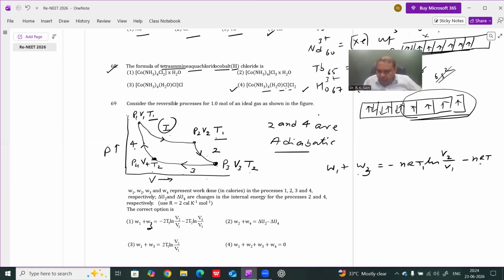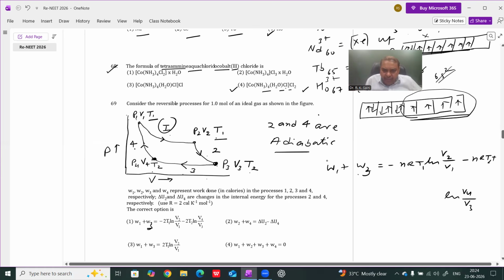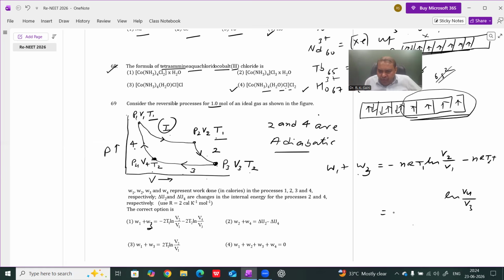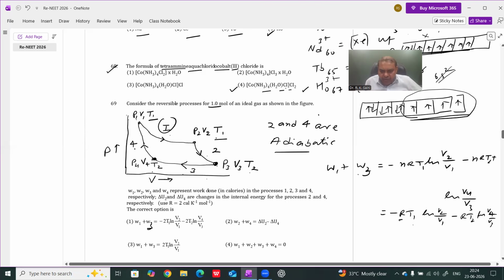And W3 is also nRT2 plus ln V4 upon V3. n equals 1 mole, temperature T1. Therefore, minus RT1 ln V2 upon V1 minus RT2 ln V4 upon V3. And R equals 2. Therefore, first option is correct.